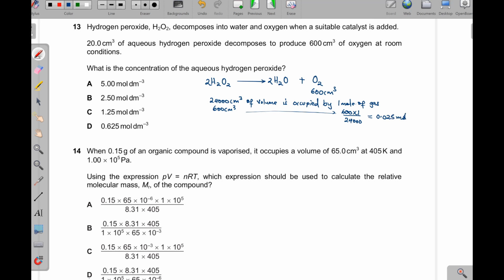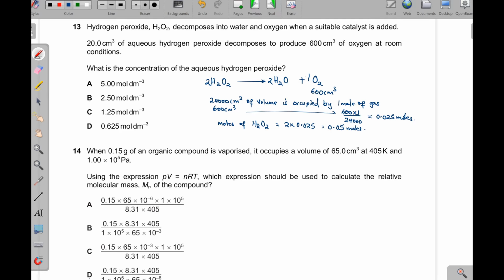0.025 moles. Now they are saying what is the concentration of aqueous hydrogen peroxide. Now we need to find the moles of this peroxide. Now look at the mole ratio. It is 2 to 1. That means if you're having 1 here, to get this 2, you multiply it by 2, not so? Okay, so we shall get 2, then times what we have gotten here, the 0.025, which is 0.05, not so? Moles.